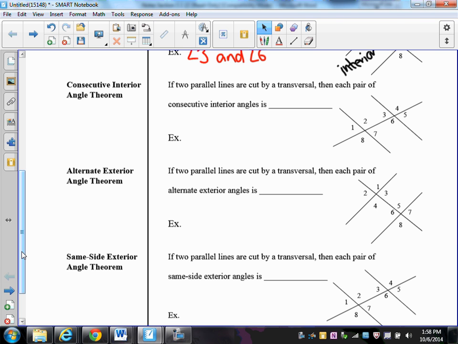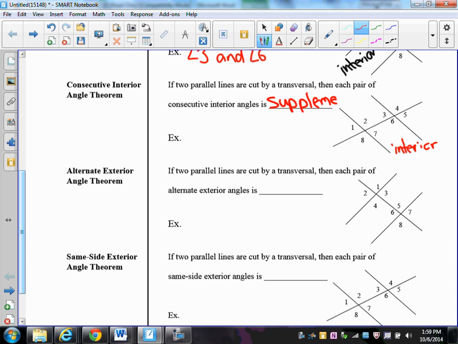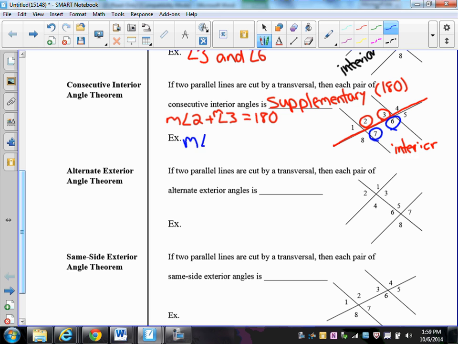The consecutive interior angles theorem. Again, I have my interior right here. This says if two parallel lines are cut by a transversal, then each pair of consecutive interior angles is supplementary. Remember, supplementary means they add up to 180. So I have angle 2, and on the same side of the transversal, the one that cuts through the two lines, angle 3. So angle 2 plus angle 3 equals 180 degrees. I should be using M for the measure of angle 2 and the measure of angle 3. Just the same way, the measure of angle 7 plus the measure of angle 6 equals 180.